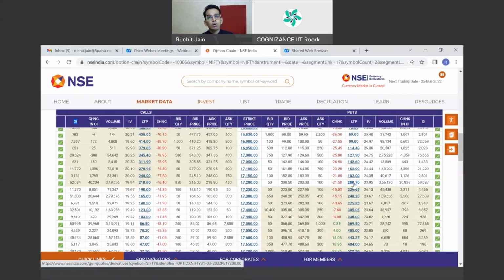But there is no limit on the option seller's loss. Correct? There is no limit on the option seller's loss, and hence the exchange always collects higher margin from the option seller.